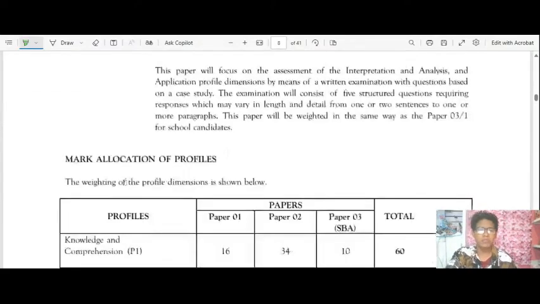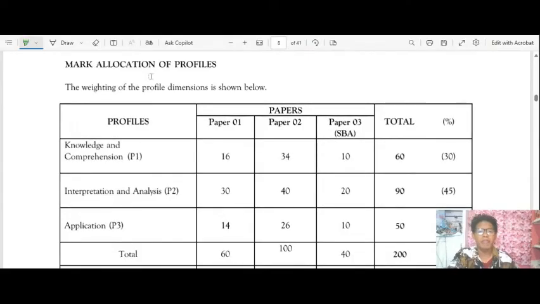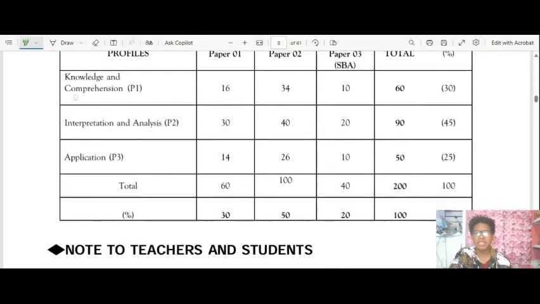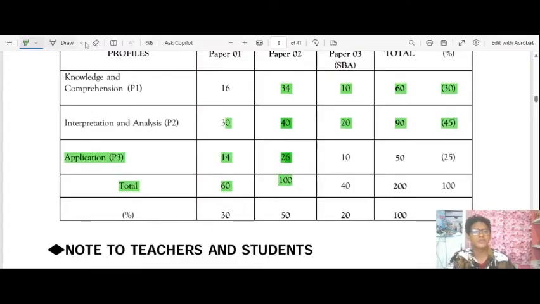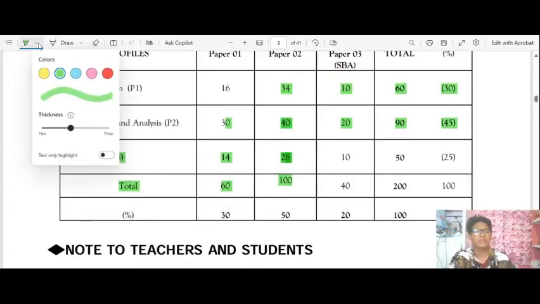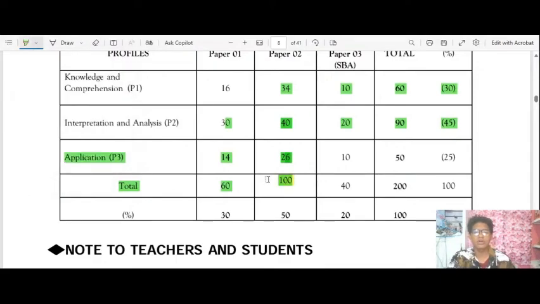So let's keep on moving, guys. We're looking at the mark allocation of profiles now. Let's look at paper two, because that's where we're mainly focusing. Comprehension and knowledge carries 34 marks, interpretation and analysis 40 marks, and application 26. So the overall mark scheme is out of 100.